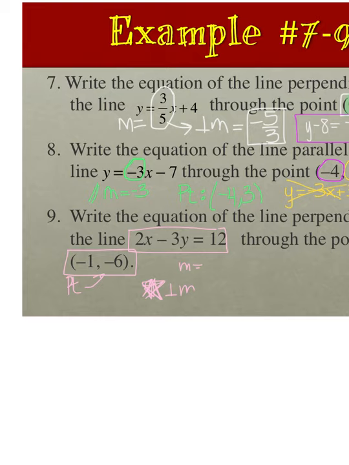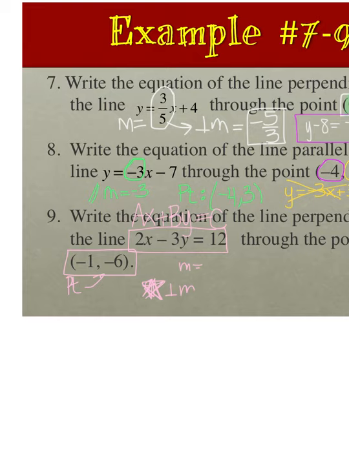So the problem here is we haven't had this yet. This hasn't popped up. This line is in standard form, so it's ax plus by equals c. I said in the beginning of this video, if it's in standard form, you can't look at this equation and say, oh okay, I know exactly what the slope is.